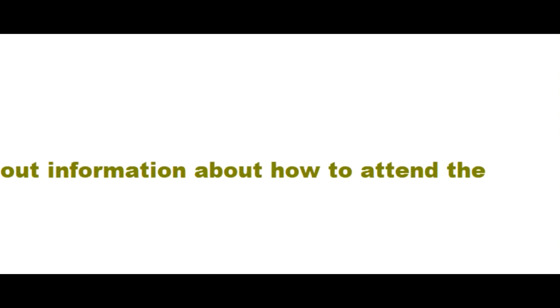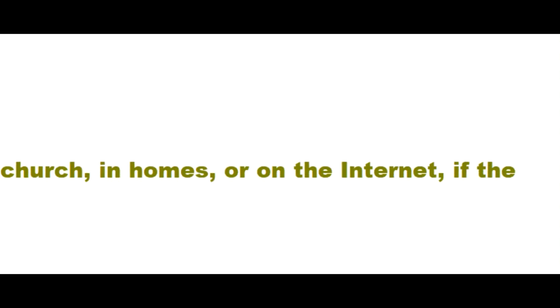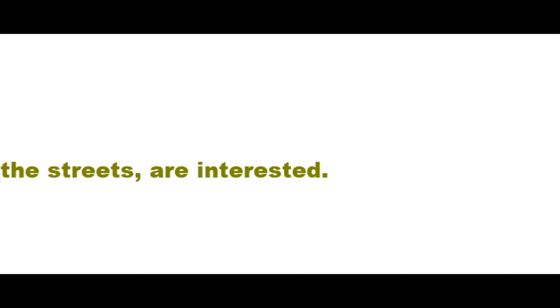Step number 4. An Acts, biblical, type of church, would have a strong, intercessory, prayer group, which would pray for evangelists to go out into the streets, to preach the gospel, and do miracles, and give out information about how to attend the church, in homes, or on the internet, if the people that they are communicating with, in the streets, are interested.